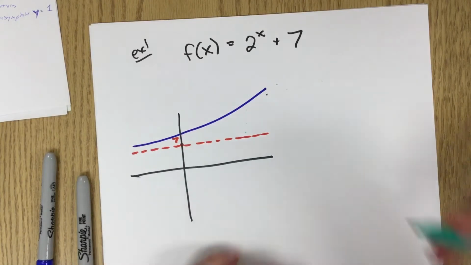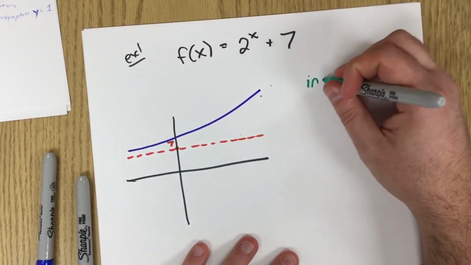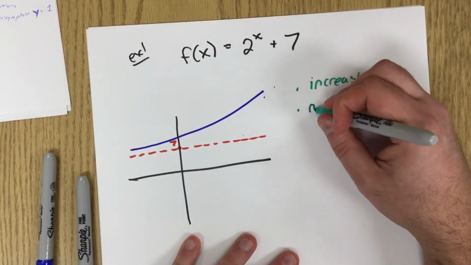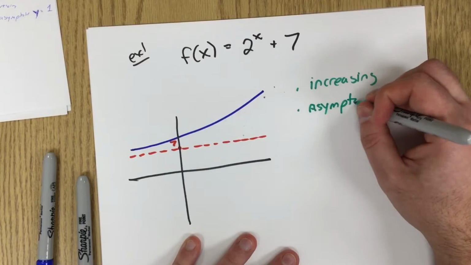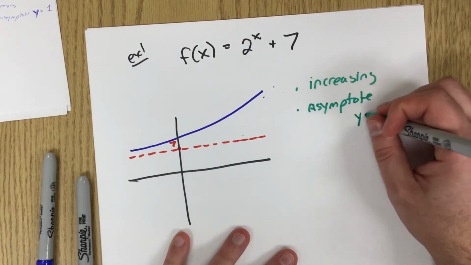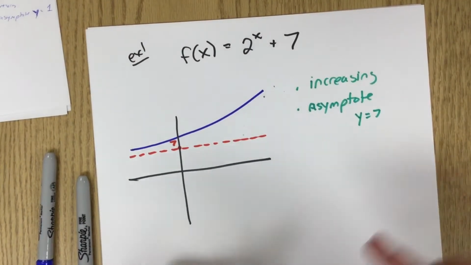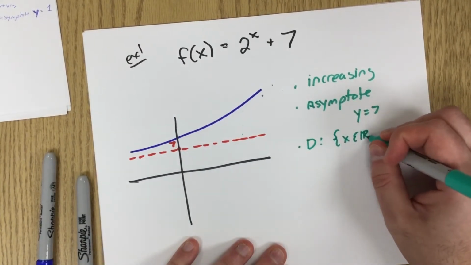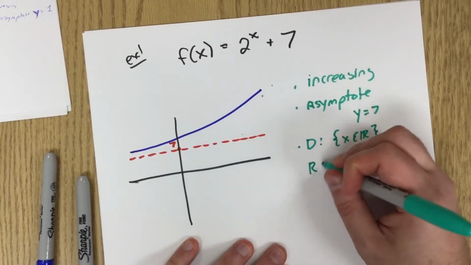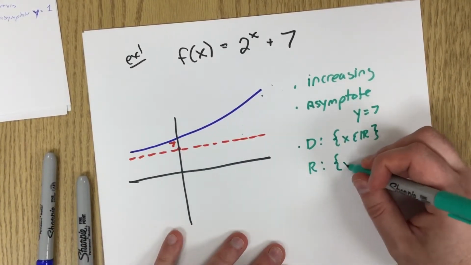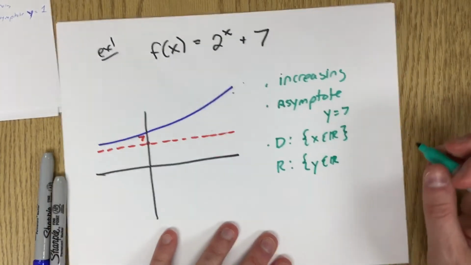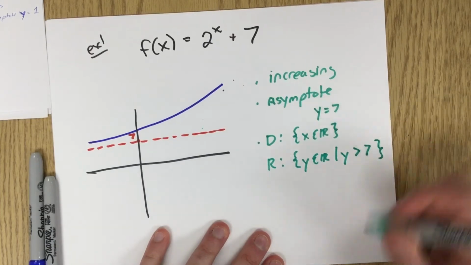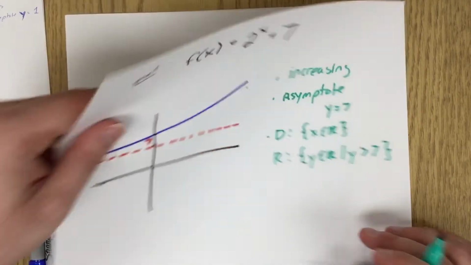Key features of this graph: it's going to be increasing. The asymptote, it's kind of on the graph, but just in case, is at y equals 7. The domain is all real numbers, as it will be for all of these. And the range is that y is a real number as long as it's strictly bigger than 7.